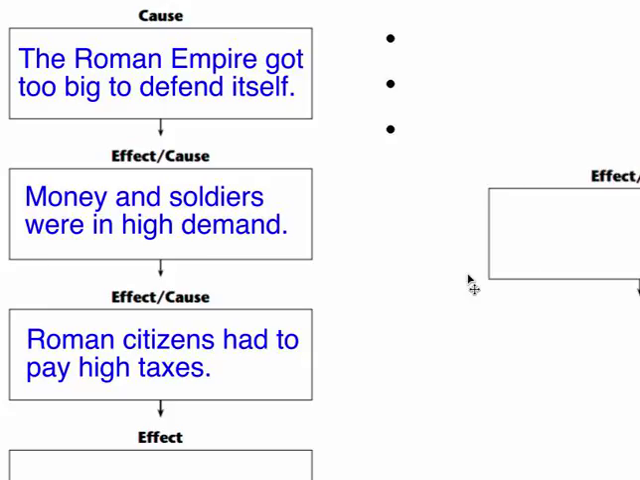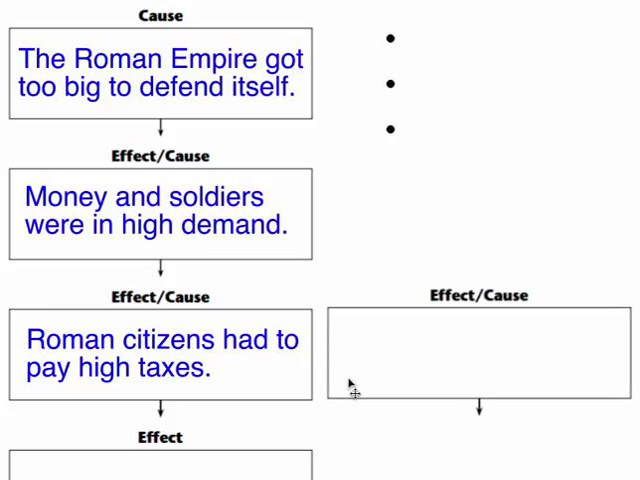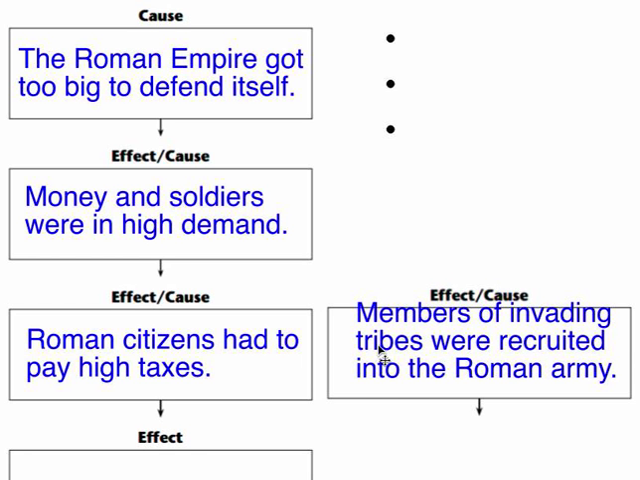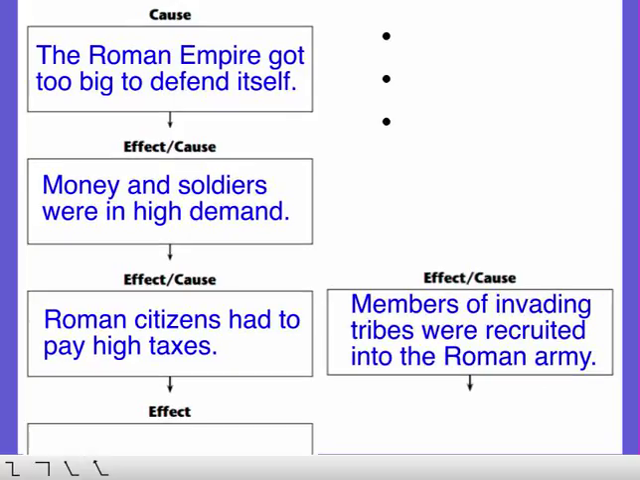But I'm realizing that I may need to add a box. So I'm actually going to draw another box over here. And I'm thinking that this cause here, needing soldiers, led to another effect, which was that members of invading tribes were recruited into the Roman army. And I'm drawing my arrow to connect these ideas.